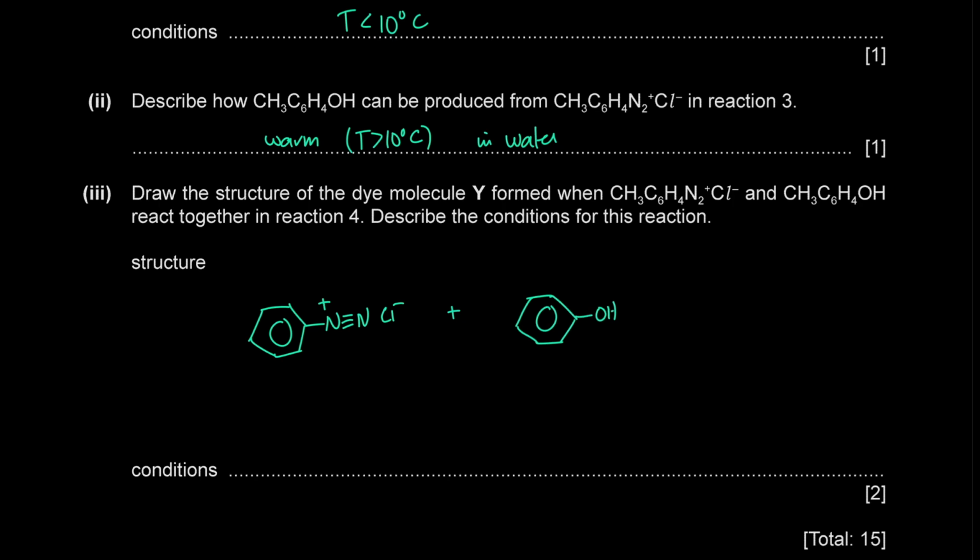Now we don't really care about the position of the methyl group. It could be at any position. Let's just say it's at this position. We don't actually know the position of the CH3 group. What ends up happening is that the N triple bond N becomes an N double bond N, and it bonds to the phenol. Again, we don't know the actual positions of the groups over here, but I'm just showing it like this, and we can just write down the structure like this.